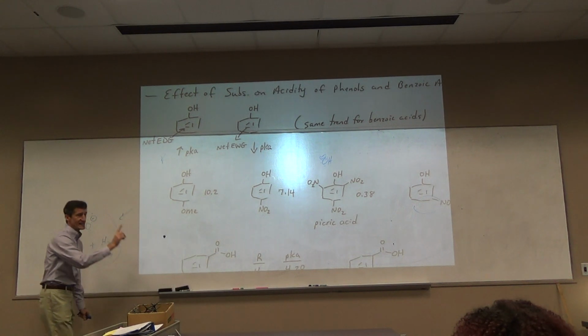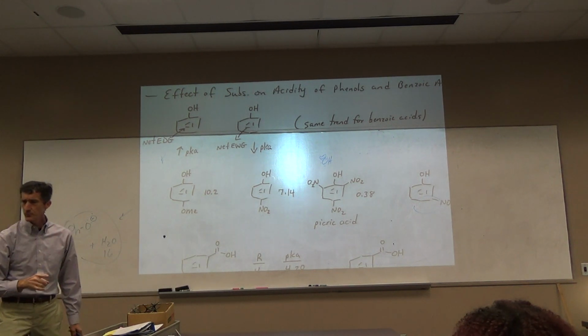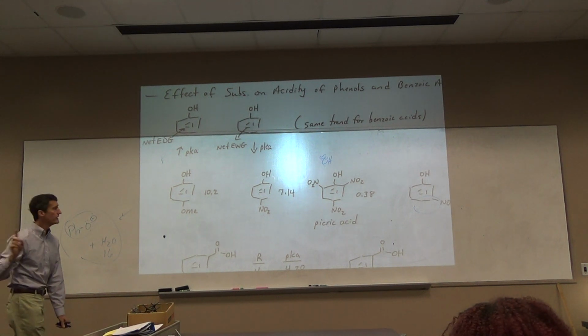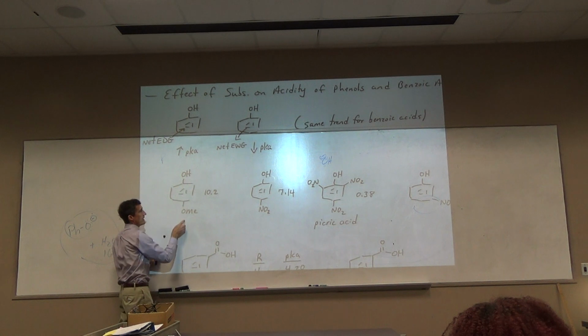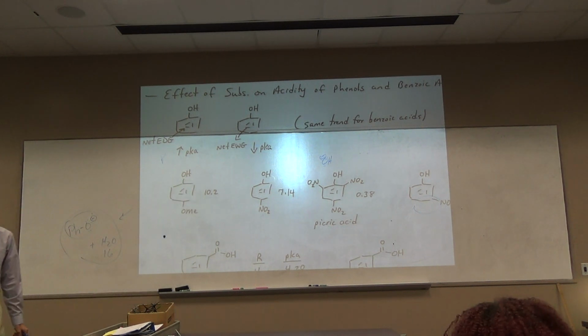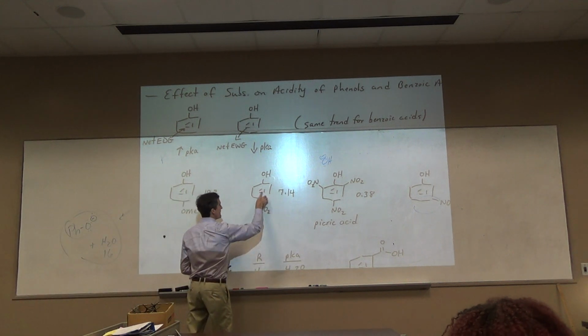With phenol being right at 10, what is phenol? 9.95. Okay, roughly right at 10. Paramethoxyphenol, 10.2. Less acidic. Why is it less acidic? Because the methoxy is a net donating group. Okay? Same trends as for EAS. Minor differences in some, we'll see.